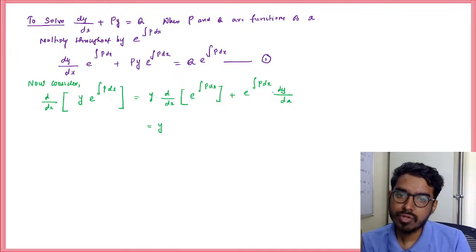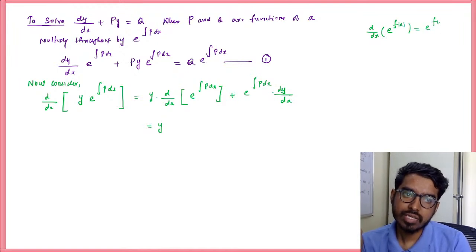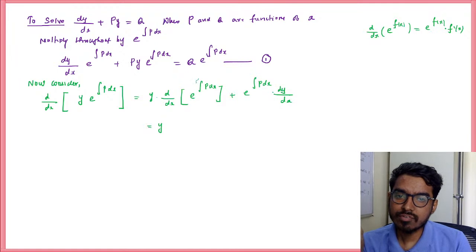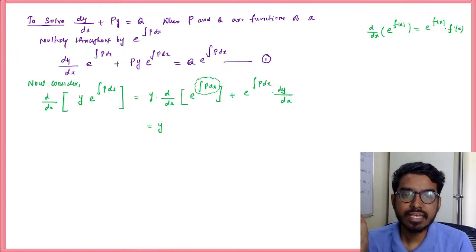So we know d by dx of e power f of x is e power f of x into f dash of x. This is the derivative of e power f of x. So you treat this full exponent as f of x. f of x here is integration of P dx.